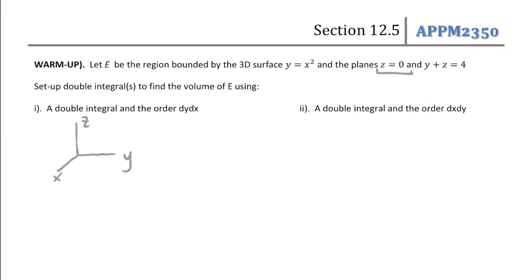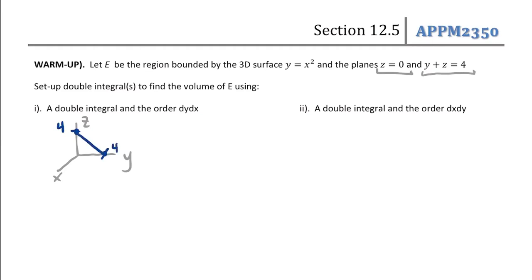And then the plane y plus z equals 4. Typically what I like to do is sketch that. One way we can visualize it is to sketch one trace of it first, and then we'll get the whole thing. So let's sketch the trace in the zy plane. It's just going to be this line that starts here at 4 and ends down here at 4. So that's the trace there.